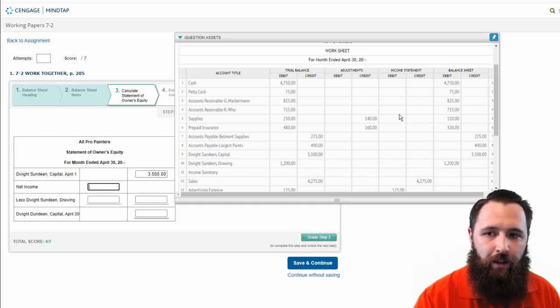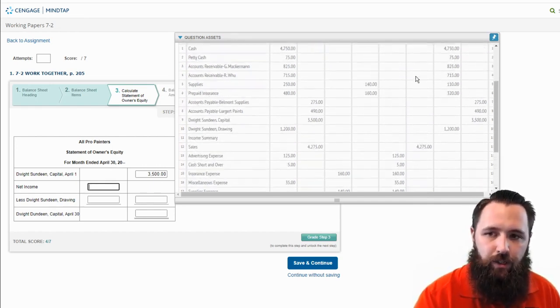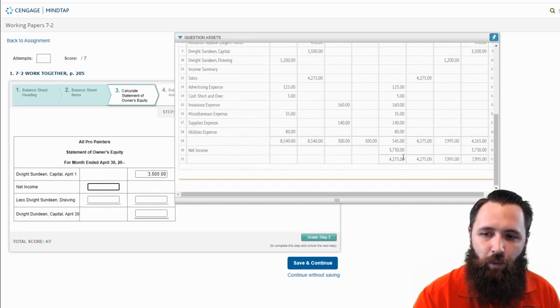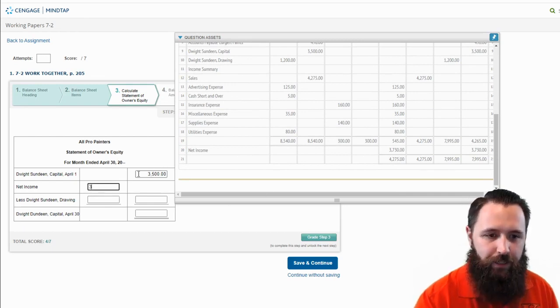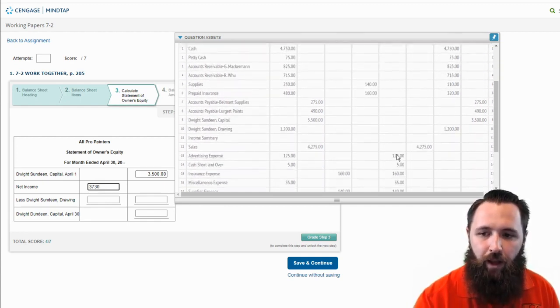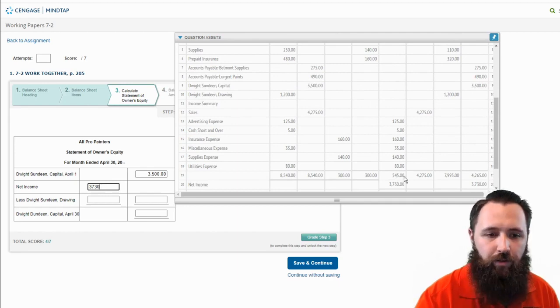So we're going to start with the $3,500. Then we're going to put in our net income. Where can we find our net income? Well, we go right to the income statement, remember, and you can see here that we had more sales than we had expenses, and we had a net income of $3,730. Okay, it says right here, net income $3,730, and it's positive. I can tell that it's positive because it's listed under the debits. And if I just look here, I know that this is sales, and sales is $4,275, and here's my expenses, and it's $545. So I can just go, oh yeah, that's going to be positive.